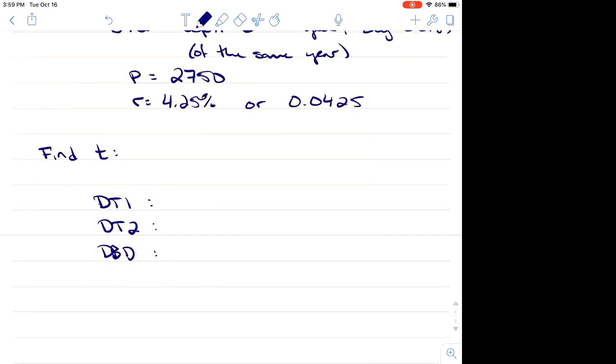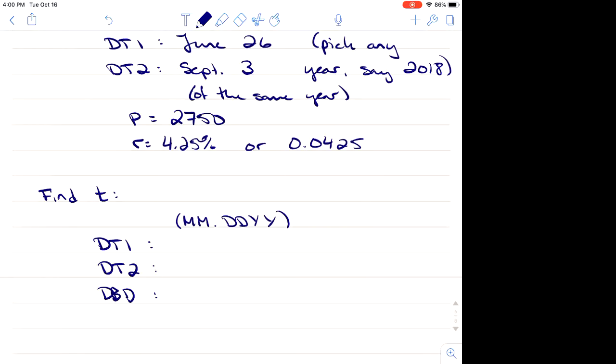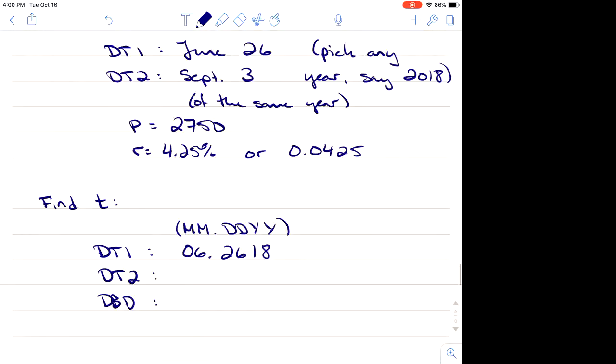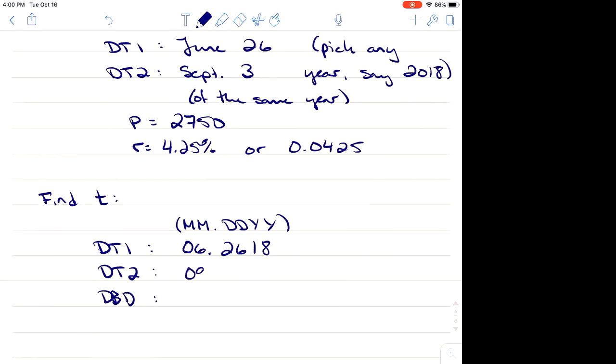So we have month, dot, day, year. The month is June, 06.26, and we said 2018. And date 2 was September, so 09.0318. And then I'm computing the days between dates, so I'm going to put a star beside it.